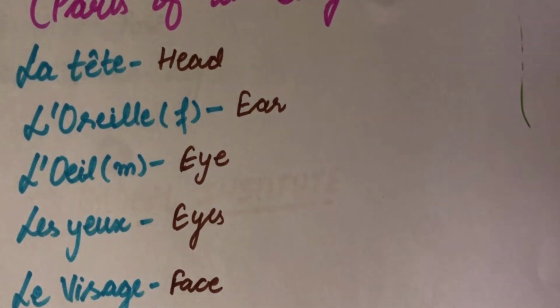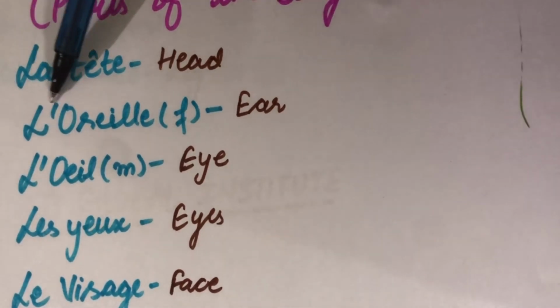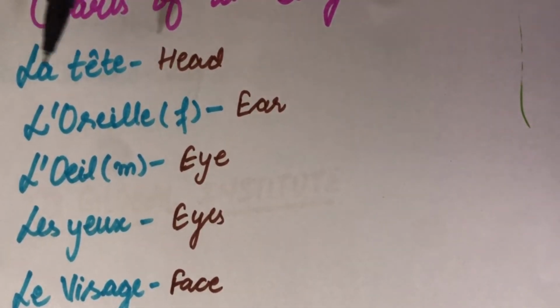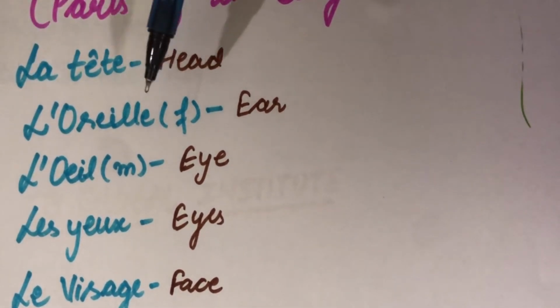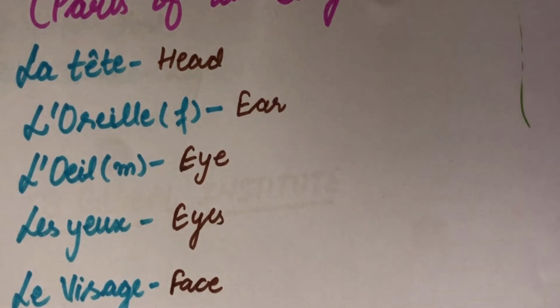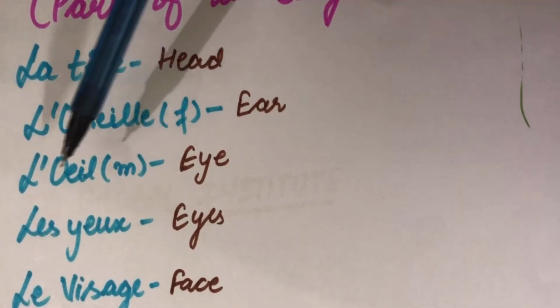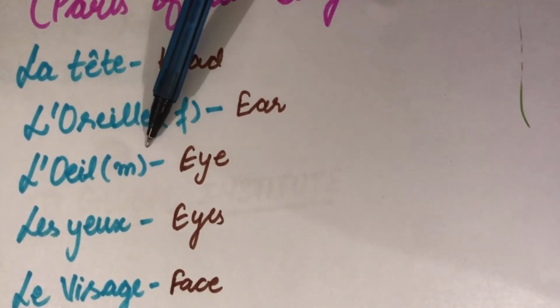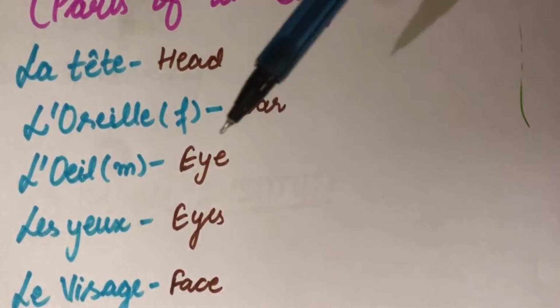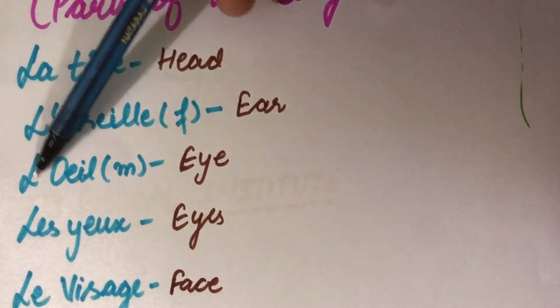Okay, next is l'oreille. Here an apostrophe is used, so it is difficult to guess whether it is feminine or masculine, but l'oreille means ear, and ear is feminine in French. Next is l'œil, which is masculine, that is eye. For a single eye we use l'œil.